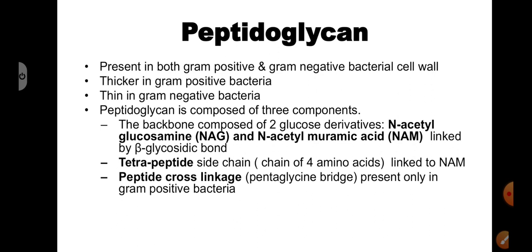The first and the main one is a backbone, which is composed of two sugar derivatives. One is N-acetyl glucosamine and the other is N-acetyl muramic acid, both of which alternate and are linked by beta glycosidic bonds. Next is a tetrapeptide side chain. Tetra means four. Four amino acids in the form of a chain are linked to N-acetyl muramic acid. And the third one is the peptide cross bridges which connect the tetrapeptide side chains, and these peptide cross linkages are only present in Gram-positive bacteria. They are absent in Gram-negative bacteria.